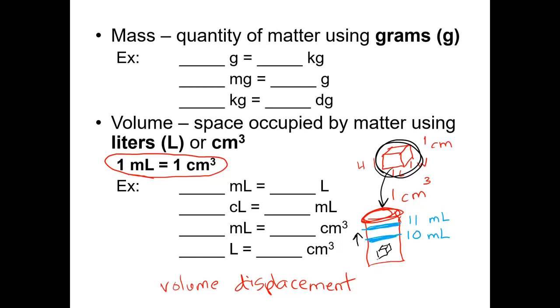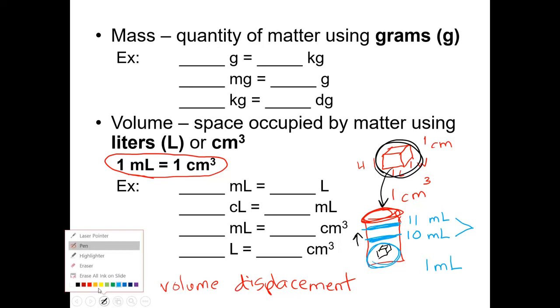The way you get the volume of the object is to subtract these two numbers. The change that occurred in the volume of the water is due to the object that you put in. So 11 minus 10 would give you 1 milliliter. All right, so volume displacement is a technique where you drop an object into a known amount of water, and you see how much the volume changes. The change in the volume of the water is the volume of the object that you've dropped in.